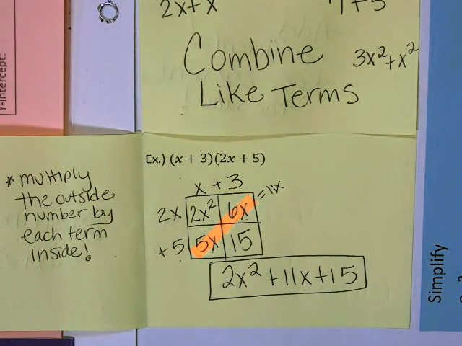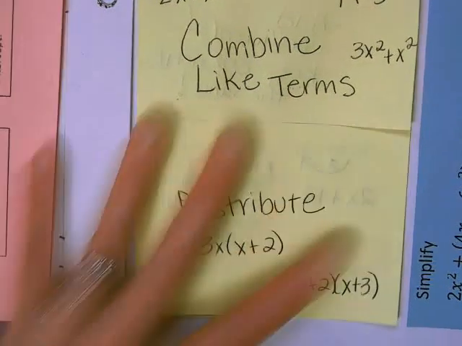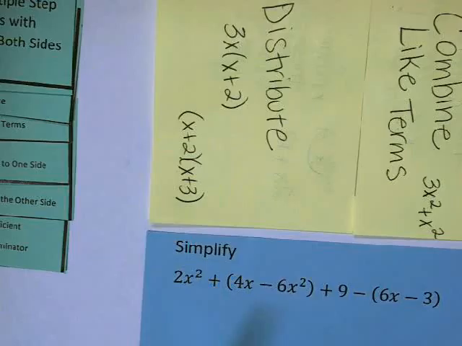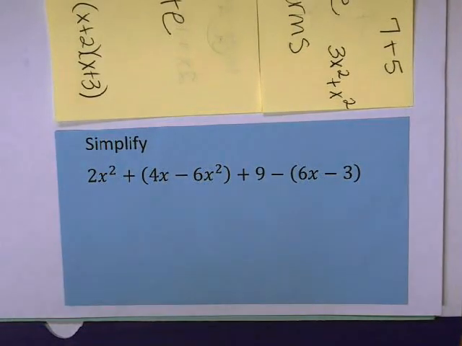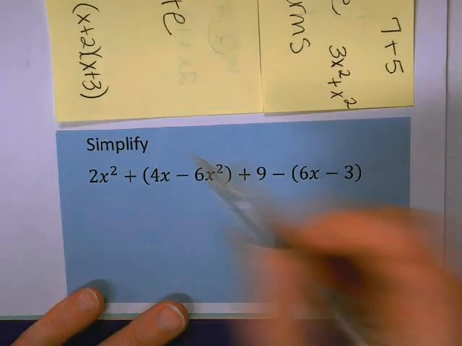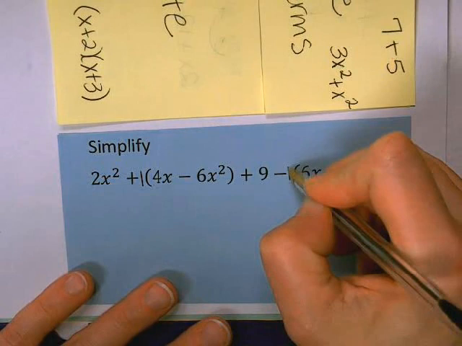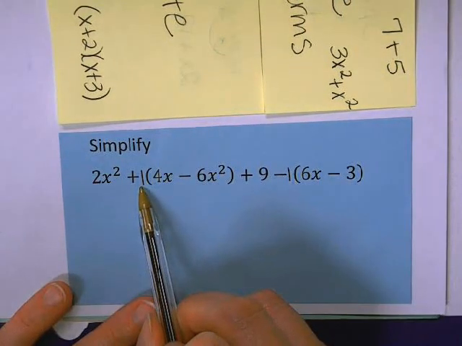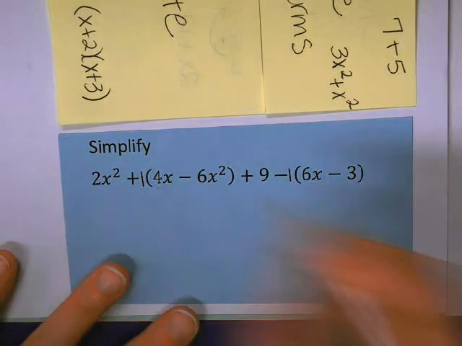Now we're going to move on to this little blue example, which just combines both of the ideas that we just talked about. So we're going to combine like terms, and we're going to distribute. So I see parentheses, so outside parentheses is always a 1 if it's not written. So I'm going to put a 1 in front of both this parentheses and this parentheses. And now I'm going to distribute.